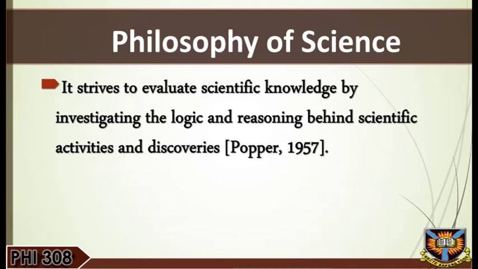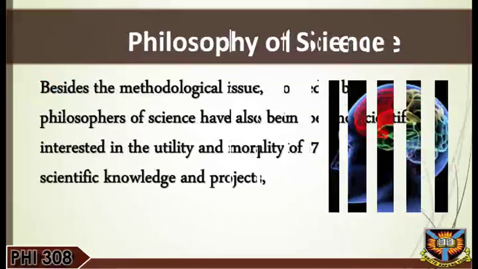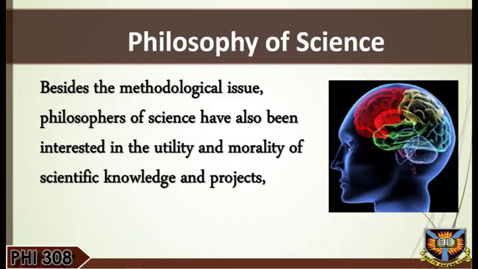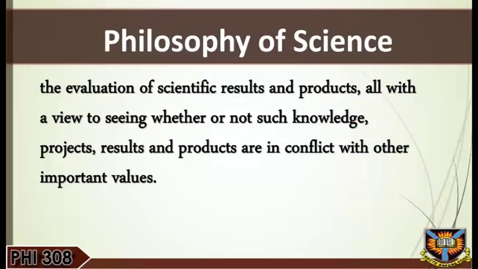For instance, philosophers of science have been concerned with the debate of the appropriate methodology to be used in carrying out scientific research. Besides the methodological issue, philosophers of science have also been interested in the utility and morality of scientific knowledge and projects, the evaluation of scientific results and products, all with a view to seeing whether or not such knowledge, projects, results, and products are in conflict with other important values.